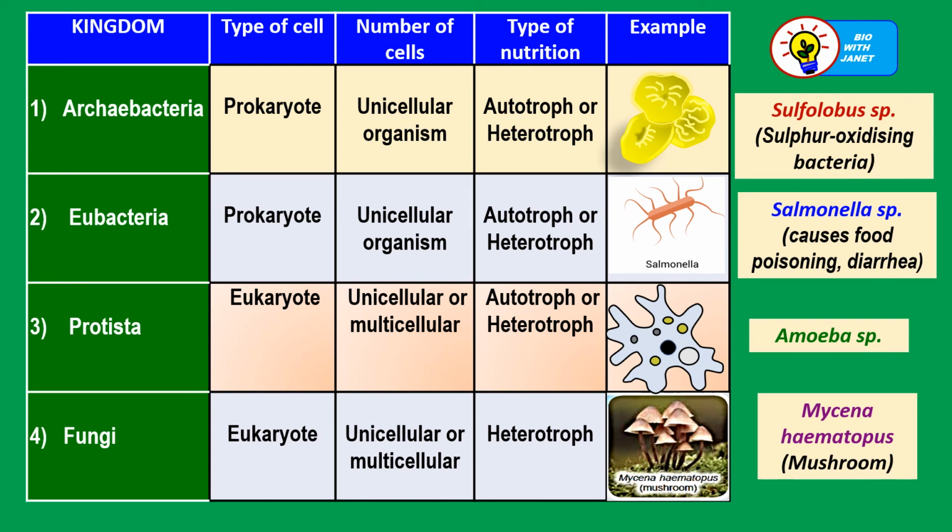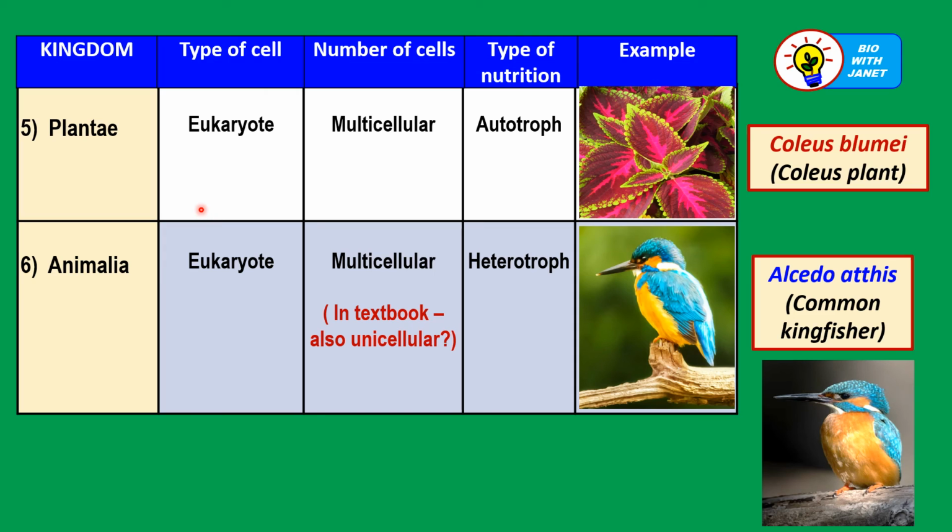Then the last two. Next, the two most advanced organisms are found in kingdom Plantae and kingdom Animalia. So both are eukaryotes, both are multicellular, but plants are autotrophs. Exception, can you give me one exception of a plant that's not an autotroph? Yes, it's the parasite. Parasitic plant called what? Rafflesia species, all right, which we have studied in another topic. So that is an exception, okay, of a plant that's not an autotroph. It's a parasite. Rafflesia species is a parasite.